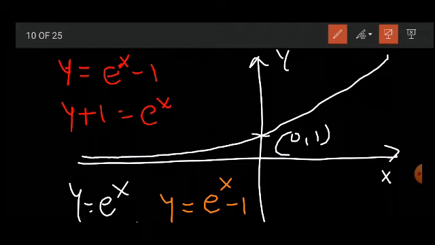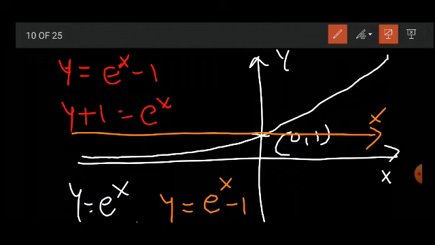So let's see. One more thing: we have to shift this entire curve 1 unit downwards. So while shifting the x-axis above along with the y-axis, the new x-axis becomes like this. Let's say this part and this part, and here the y-axis. So now this white curve automatically becomes, with this new axis, the y equal to e power x minus 1 graph.